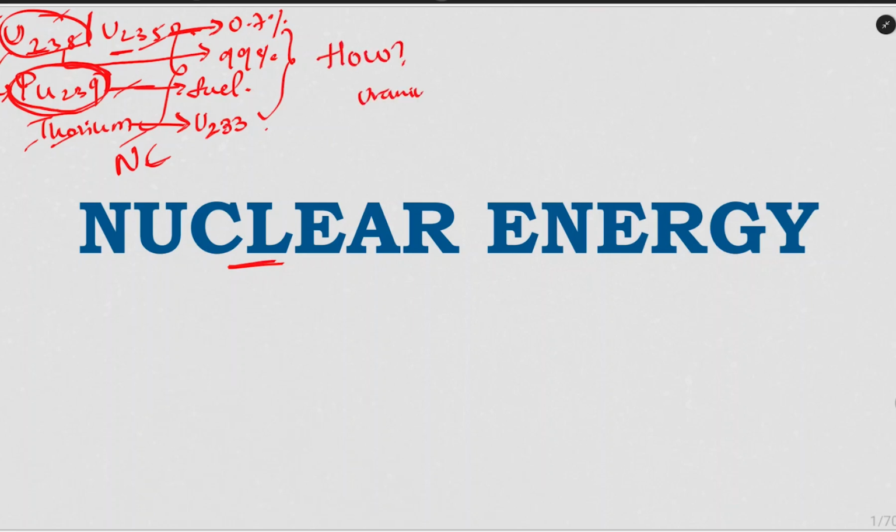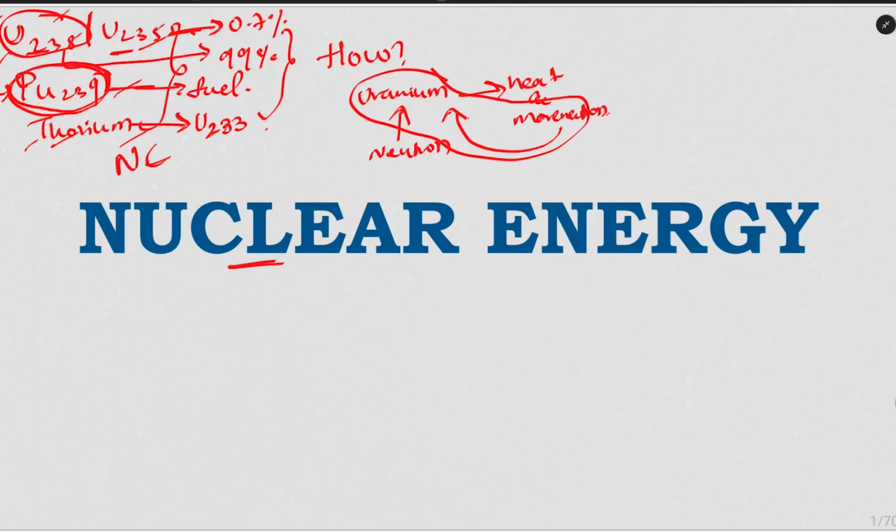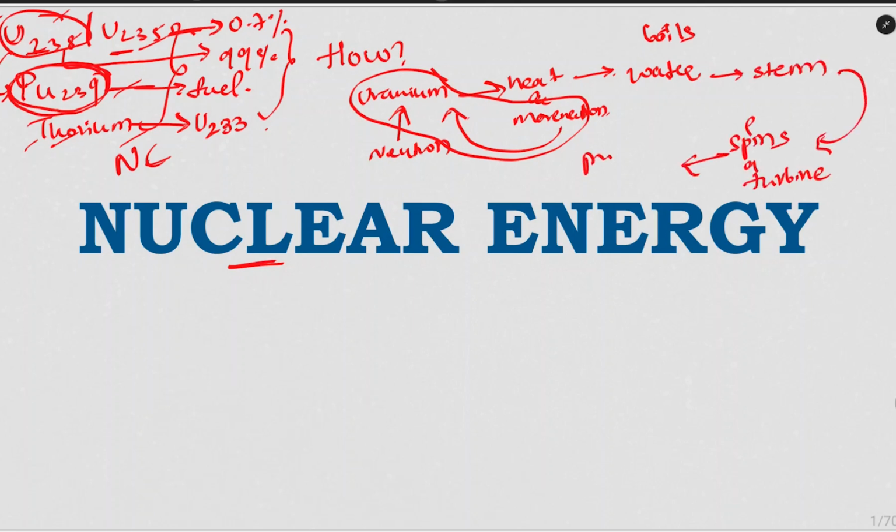The uranium placed in a nuclear reactor is hit by a neutron so that the atom splits and produces heat and also more neutrons. The extra neutrons hit more uranium atoms and create a chain reaction, and this reaction continues. The heat from fission boils the water, which produces steam. This steam is used to spin the turbine which produces electricity.